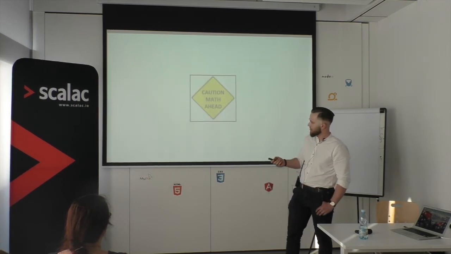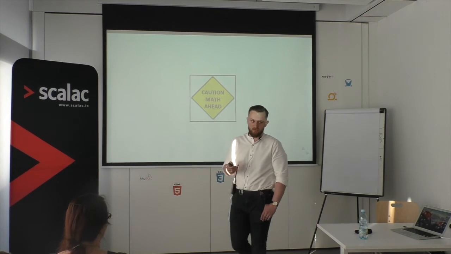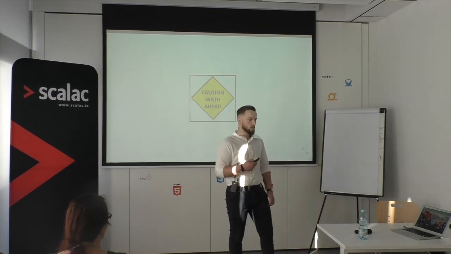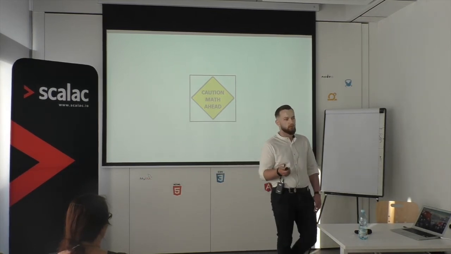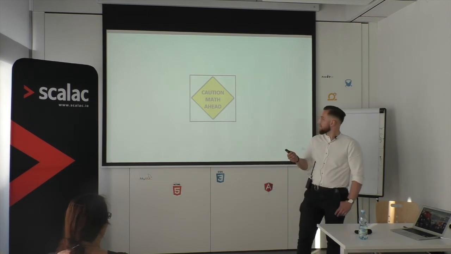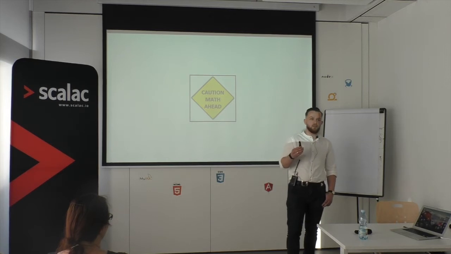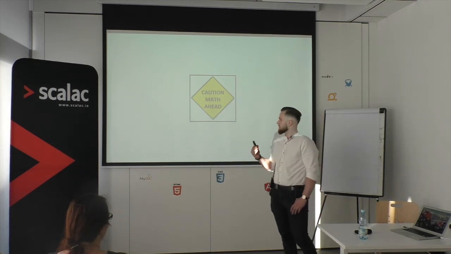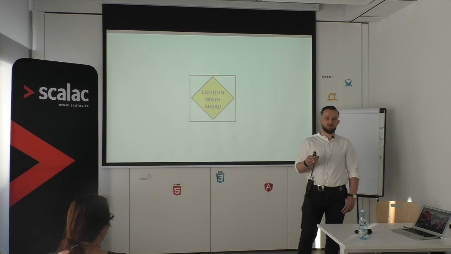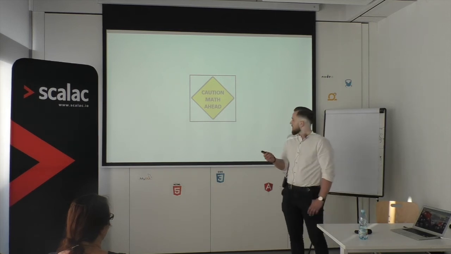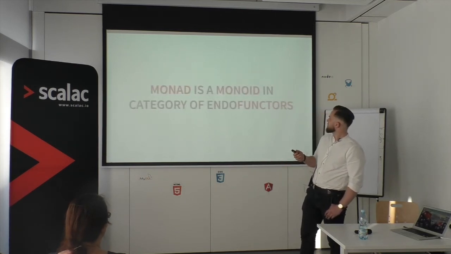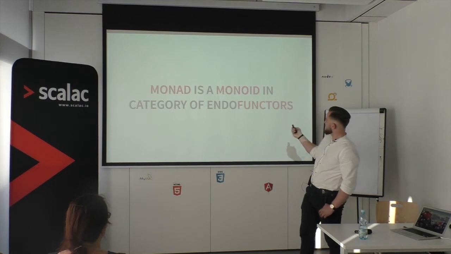So right now, I will try to explain this phrase to you using code, but still there will be some math. One more disclaimer. I'm deliberately ignoring all the laws from the category theory because I think that's boring. And okay, let's just start. So, monad, monoid, and the functor.